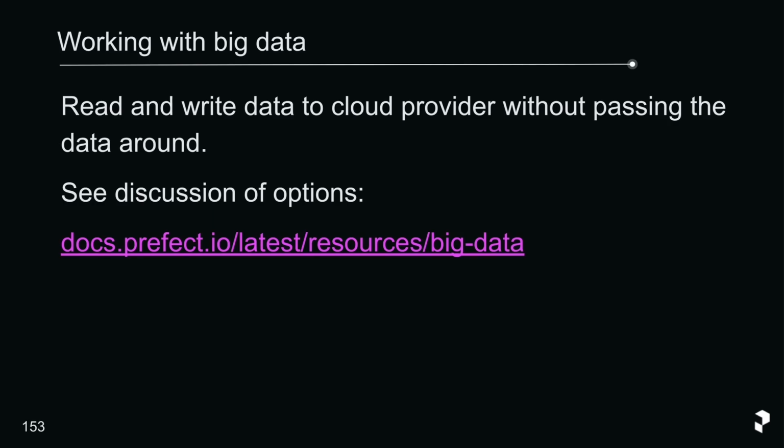Here are a few things to take into consideration with working with big data. It's recommended that you read and write data to a cloud provider without passing the data around from task to task. So if you're working with fairly large data frames, to spare your execution environment, I would recommend reading and writing those data frames to an S3 bucket or some sort of external storage system. There are a ton of tips that can be found in the docs. There is a whole guide for working with big data, so I would recommend checking out that documentation if that's what you intend to do with Prefect.